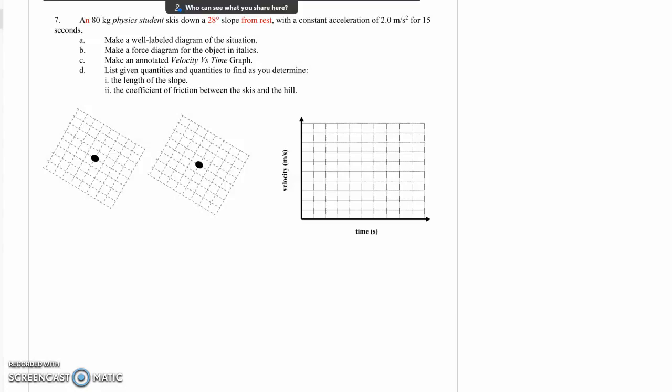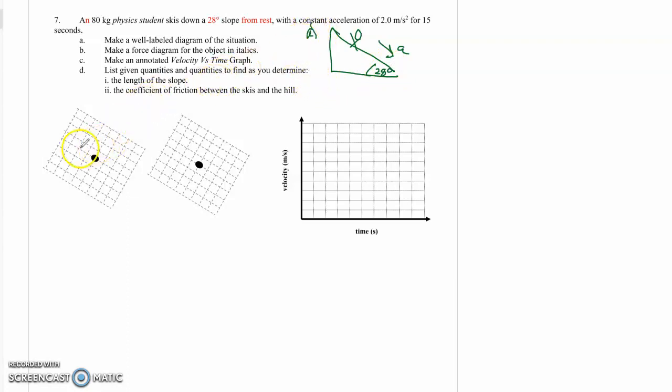Okay, folks, let's take a look at number 7. See if I can get this out of your way. All right, so we got a physics student heading down a slope from rest with a constant acceleration. Well-labeled diagram, okay. Right, so acceleration is down the slope. This is 28 degrees. Great, so there's a force diagram.